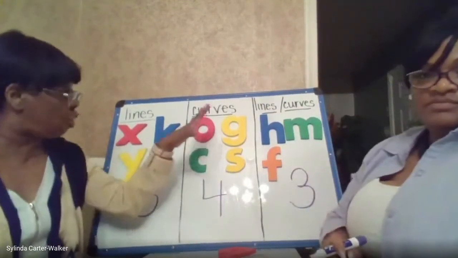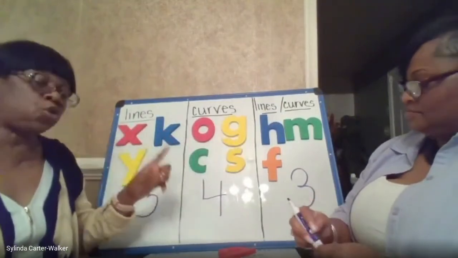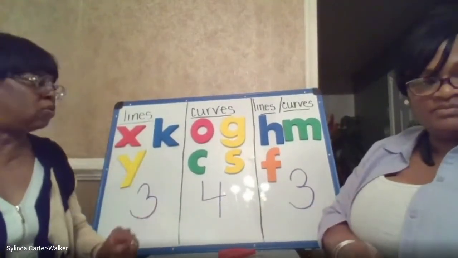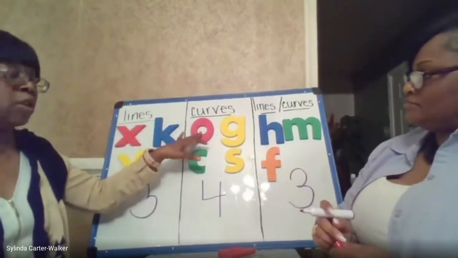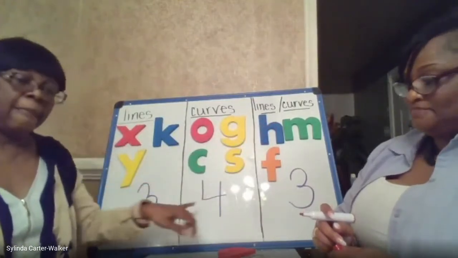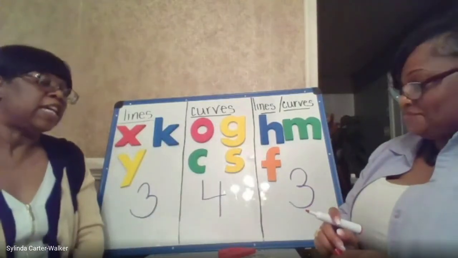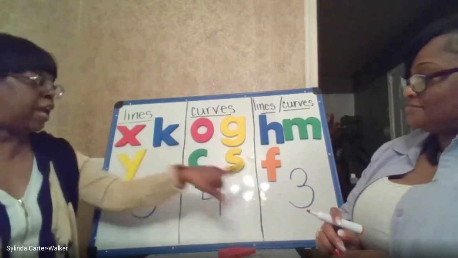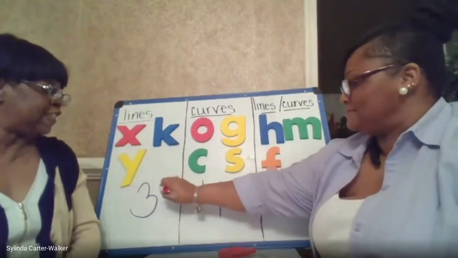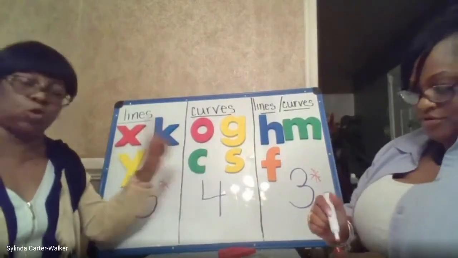So now we have just graphed the different shapes of the letters. Which 2 columns have the same number, the same amount? Is it lines and curves? Is it lines and lines and curves? We have 3, 4, 3. What do you think? If you said lines and curves, you are absolutely correct. Which leaves this one, curves, as having the most.